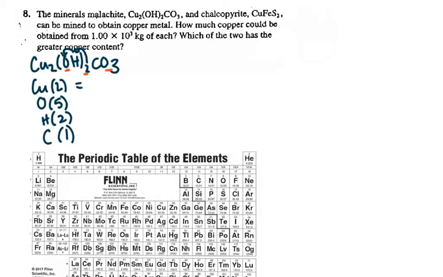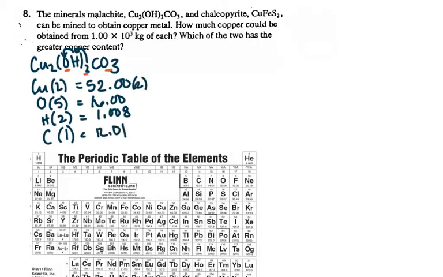Copper is, what does that say, 52.00. Again, yours probably says something different. That's okay. It means that our answers are going to be a tiny bit different, and that is okay. Oxygen on this one is 16.00. Hydrogen says 1.008. And carbon on this one says 12.01.